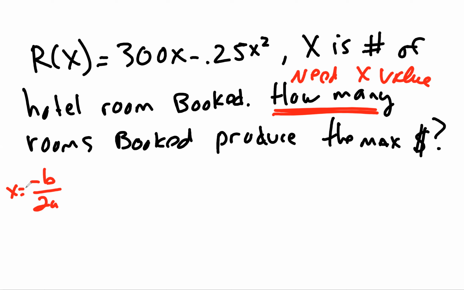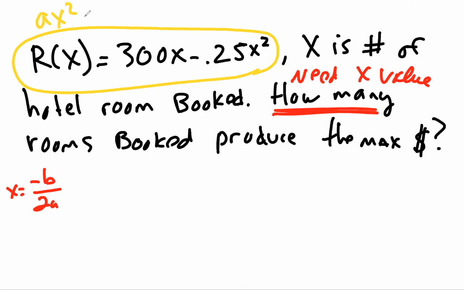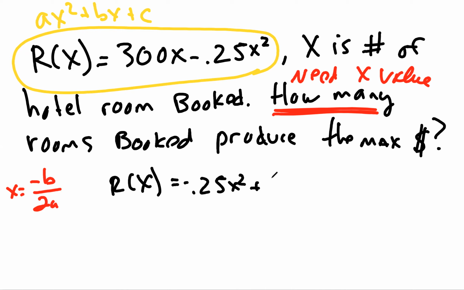And so in order for me to do this, I need to take my function, which is this guy right here, and I need to find my a and my b. Now here's the problem with this guy. He's written in reverse. We know that my a value is the value that is always squared. In this particular case, it's reversed. So my advice to you is to always rewrite your function in degree descending order every single time. So r of x is going to equal negative 0.25x squared plus 300x. Every time, rewrite it.